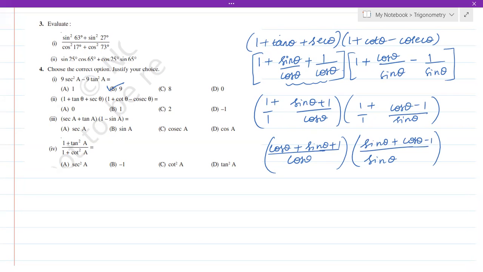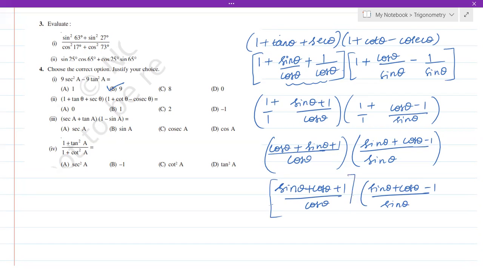Now if you observe carefully, in the first bracket, let's just change it. Cos theta plus sine theta, let's write it as sine theta plus cos theta plus 1. Doesn't matter, isn't it? The numerator will become sine theta plus cos theta minus 1 divided by sine theta. Now let me put square brackets. I'll consider this sine theta plus cos theta as one term.